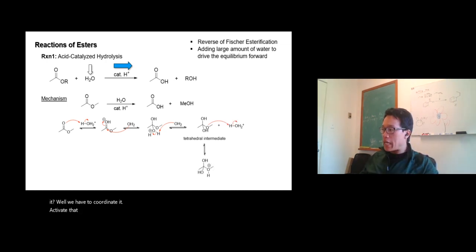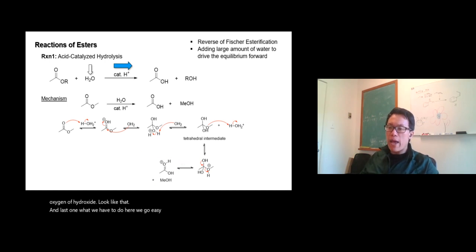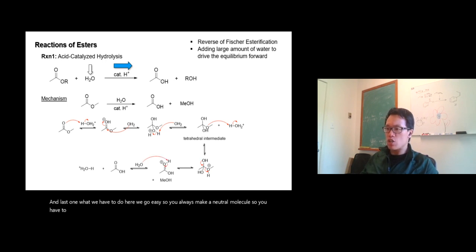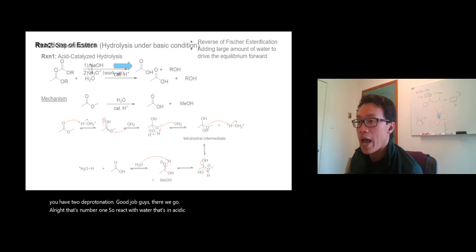All right. And then you can kick it out by using the lone pair of one of the oxygens of hydroxide. Looks like that. And last one, what do we have to do? There we go, easy. So you always make a neutral molecule, so you have to do deprotonation. Good job, guys. There we go. All right, that's number one. So react with water, that's in acidic solution. You can react with water.